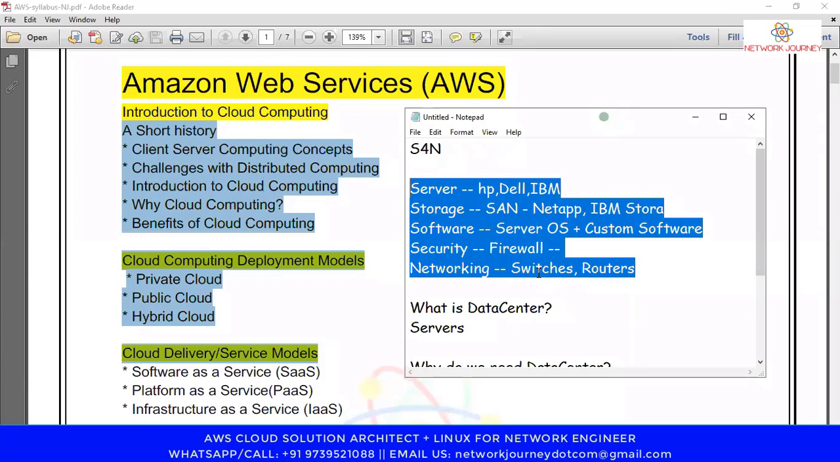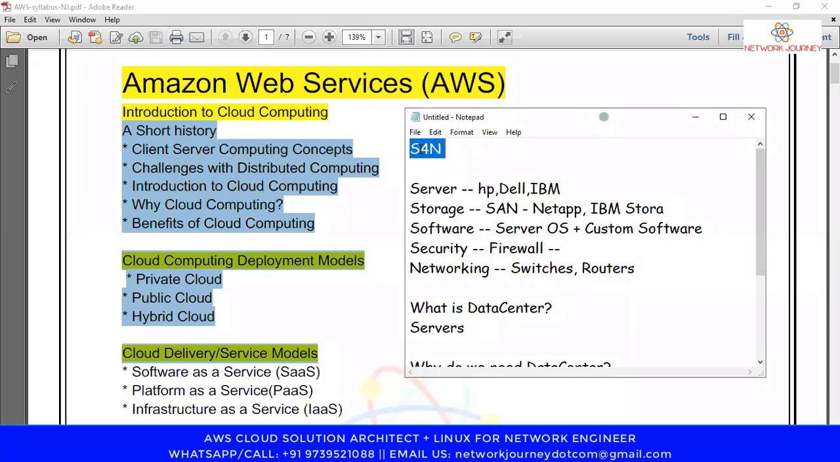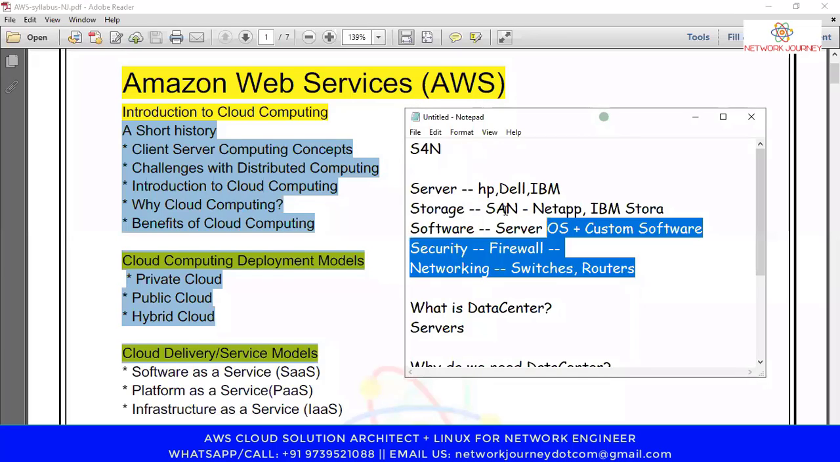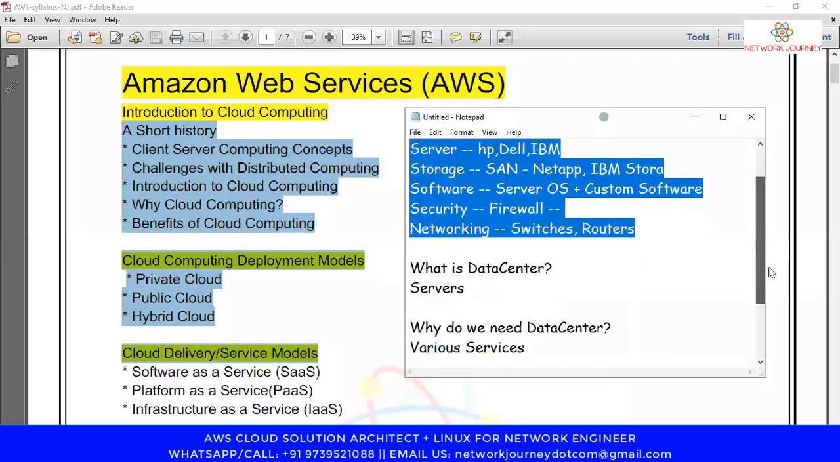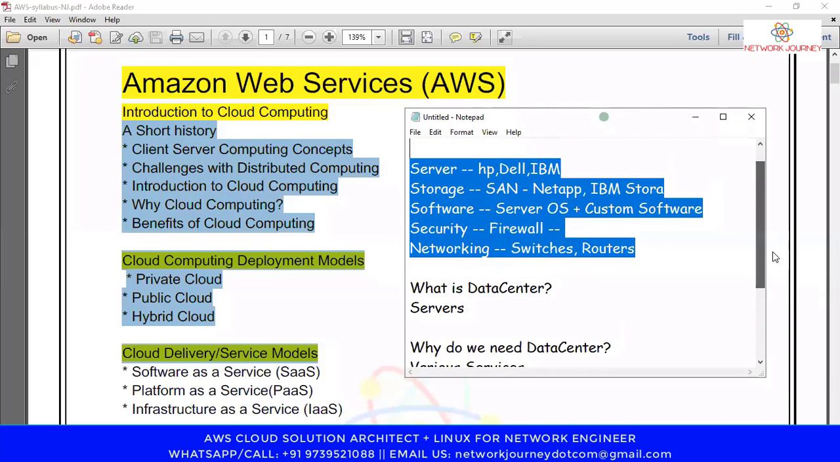So overall, shortly, I represent it like S4N. You can remember this: server, storage, software, security, networking. When you put all of these together, we can call it a data center. And why do we need a data center? According to your customer requirement, you need to deliver the services. To deliver effective services, you need at minimum these resources actually.